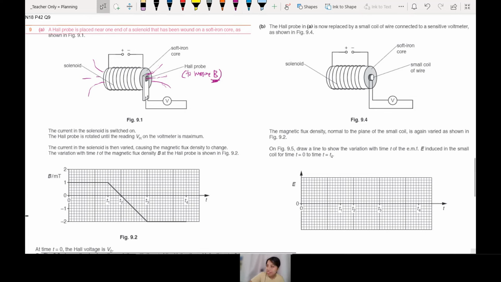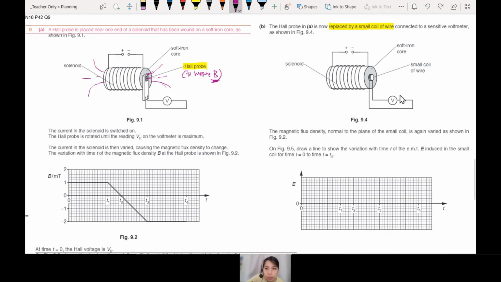Then you look on the right side. What did they change? The Hall probe is now replaced with a small coil of wire. See this tiny little coil there? That's your coil there. Ooh, we have two coils. This is going to be an induction experiment. I can smell it. I can feel it in the air. And it's connected to a sensitive voltmeter.